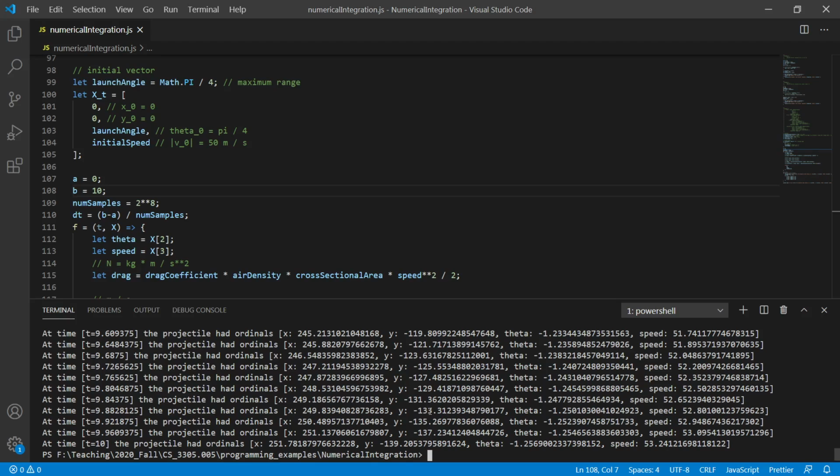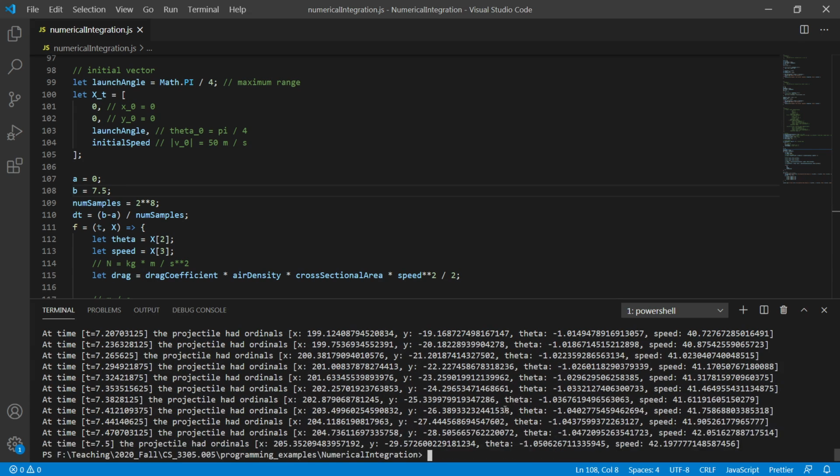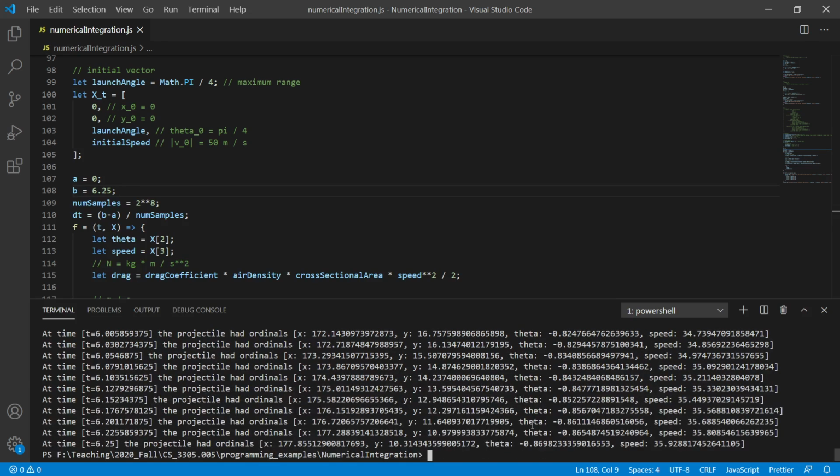Okay, and it hit the ground a long time ago, so 10 seconds was really too much. So let's cut that in half. Okay, so it still hasn't hit the ground at this point, so it took longer than 5 seconds to land. Let's split the difference again, and we'll do 7.5 seconds. Okay, so that was still too long. So let's do halfway between 5 and 7.5. So 6.25. Okay, still hasn't reached the ground, so somewhere between 6.25 and 7.5.